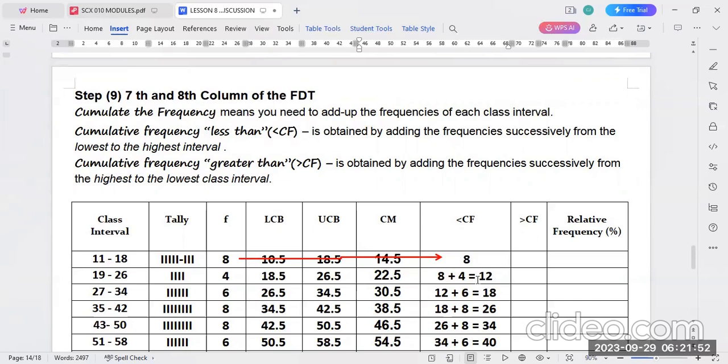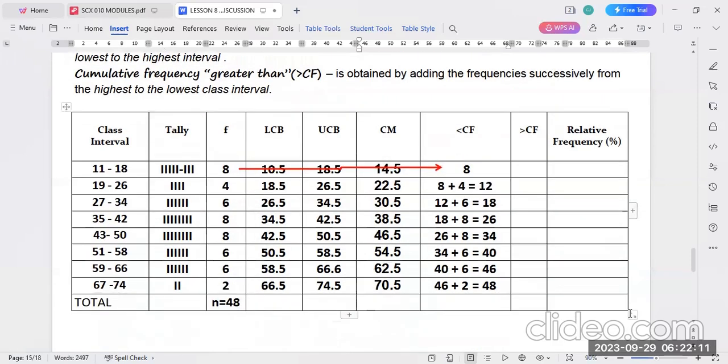So we have less than, start from the lowest to the highest interval, yung frequency niya. And for cumulative frequency greater than, for greater than CF, okay, greater, so we start from the highest to the lowest class interval. O, napakadali lang pong intindihin. So for the less than CF, we start from the lowest class interval. Di ba, nag-create tayo ng class interval, nasa pinakauna po yung lowest, which is 11 to 18.